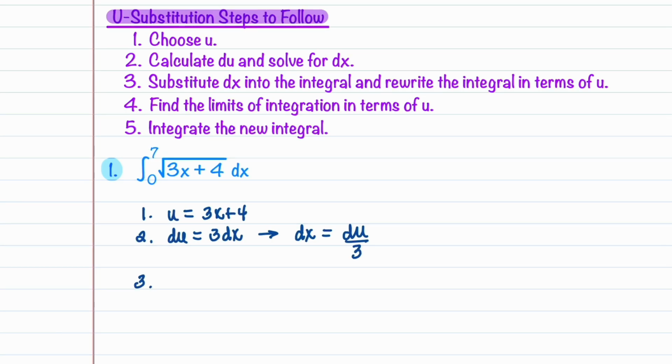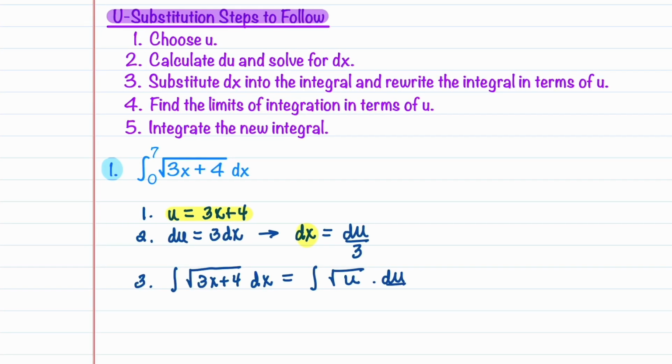Our third step is to substitute dx back up into our integral and rewrite it in terms of u. I'm going to not include the 0 and the 7 just for this step. We have the integral of the square root of 3x plus 4 dx is the integral of the square root of u. Here's u. And now we're going to plug in dx. dx is du over 3. And let's go ahead and rewrite this as 1/3 the integral u to the 1/2 times du.